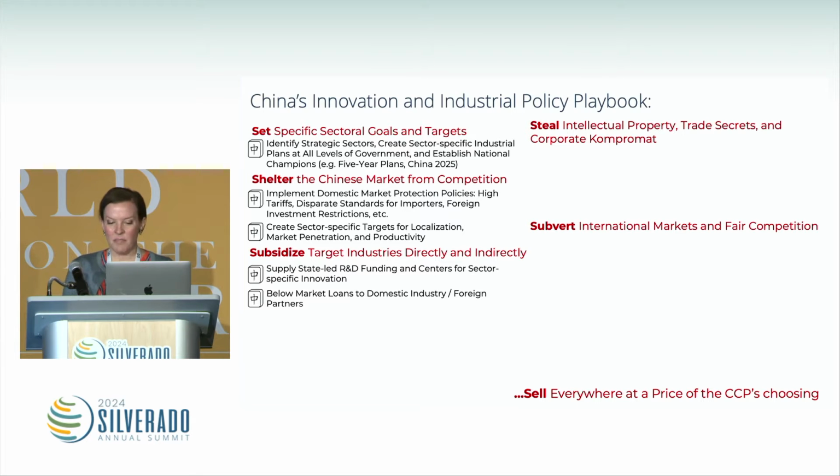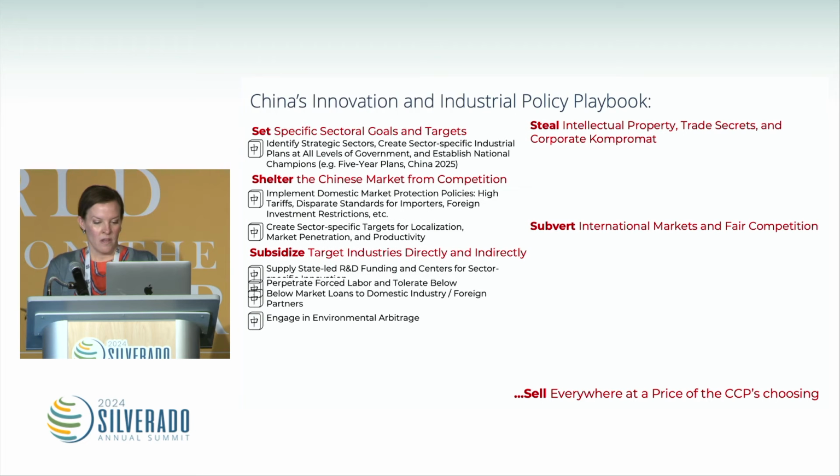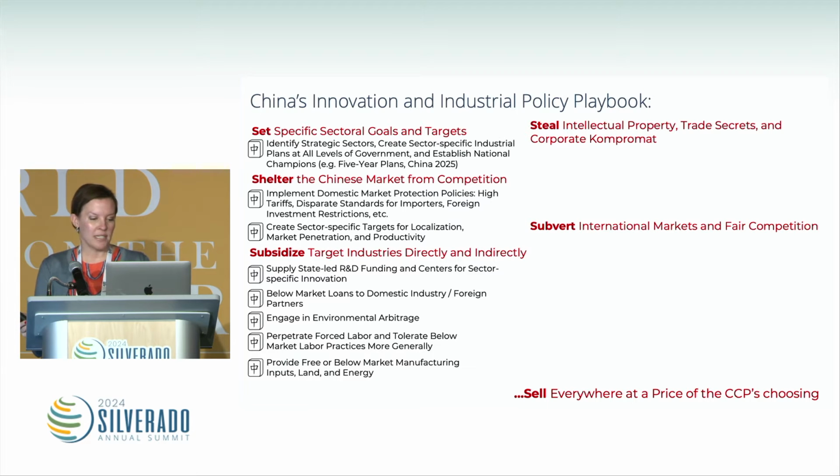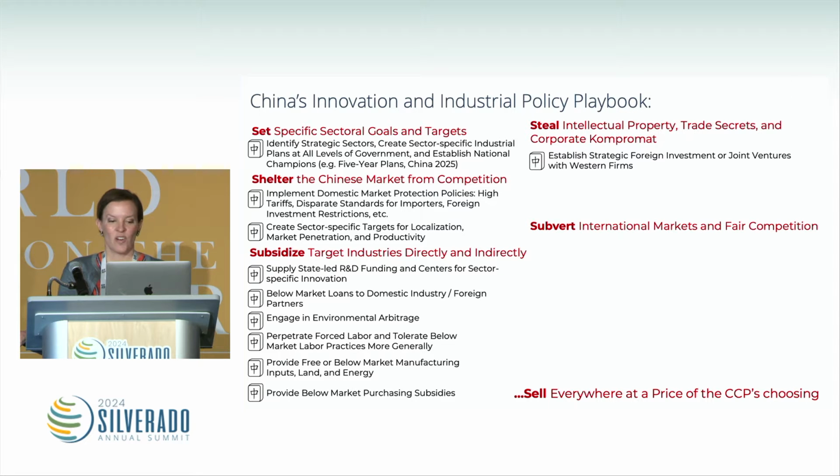Third, on the list is to subsidize these target industries directly through a variety of payment systems, such as R&D funding, and indirectly by providing below-market loans, allowing SOEs and Chinese firms operating in target industry supply chains to skirt environmental regulations through environmental arbitrage, and by using sub-market and forced labor. And finally, by providing free or below-market inputs such as land and energy. Subsidies are also transferred to the consumer in the form of below-market rebates and prices furnished to the government at all levels.